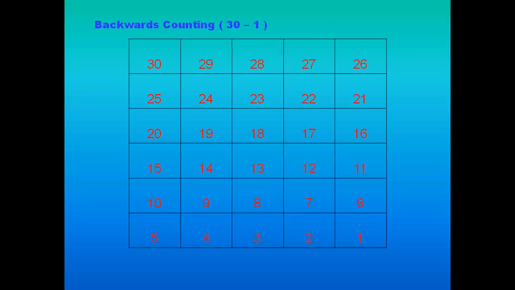Backward counting means you come back, reverse you can say, like 10, 9, 8, 7, 6, 5, 4, 3, 2, 1. So today we'll do 30 to 1. 30, 29, 28, 27, 26, 25, 24, 23, 22, 21, 20, 19, 18, 17, 16, 15, 14, 13, 12, 11, 10, 9, 8, 7, 6, 5, 4, 3, 2, 1.